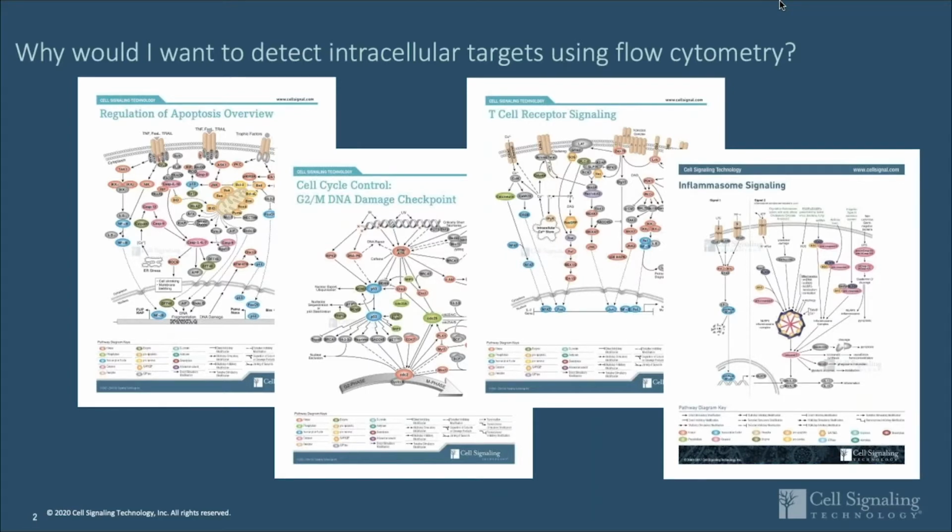By including both intracellular and extracellular readouts in a flow experiment, it will allow you to get information on not only what types of cells are present in your sample, but also what each subtype is doing and how each individual subtype of cell might be responding to various stimuli.